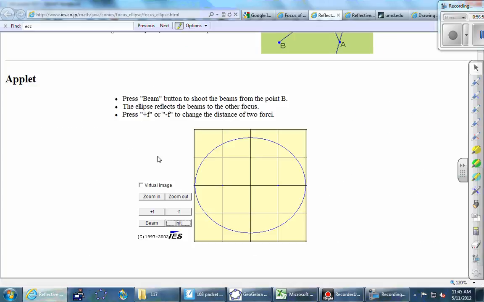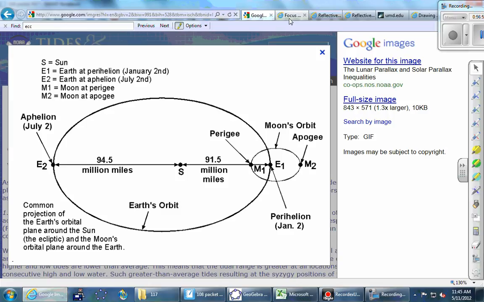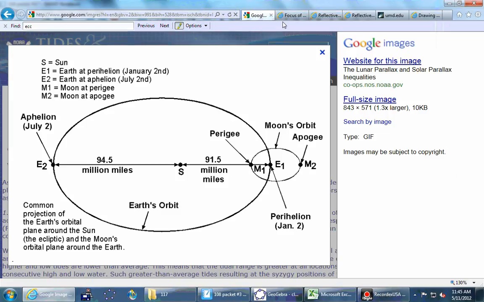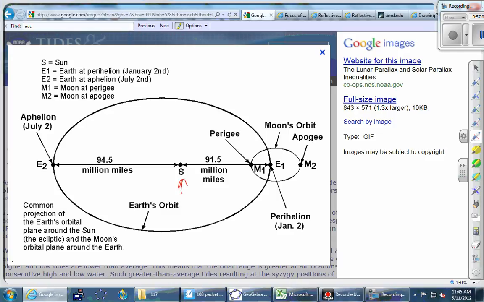Let's see if we can find those. So first, maybe that one is good. The sun is here with the S, and Earth is out here with the E1, and we are revolving around the sun on that elliptical orbit. You can see that when we're closest to the sun, it's 91.5 million miles. And when we are farthest from the sun, it's 94.5 million miles. So that is 3 million miles difference.